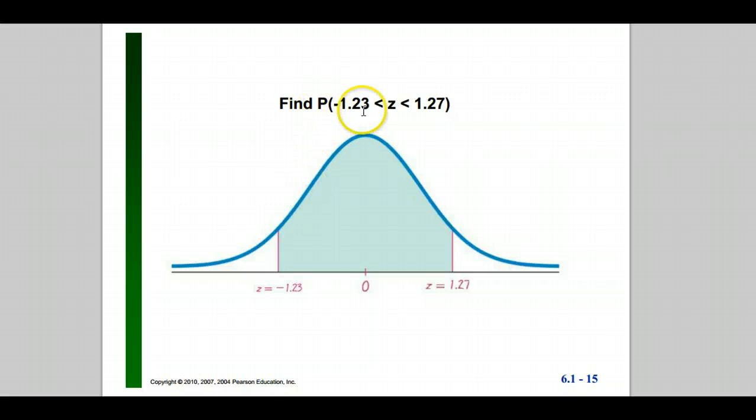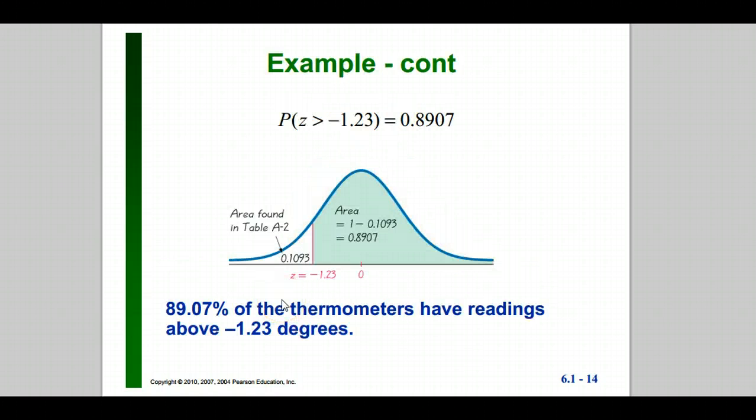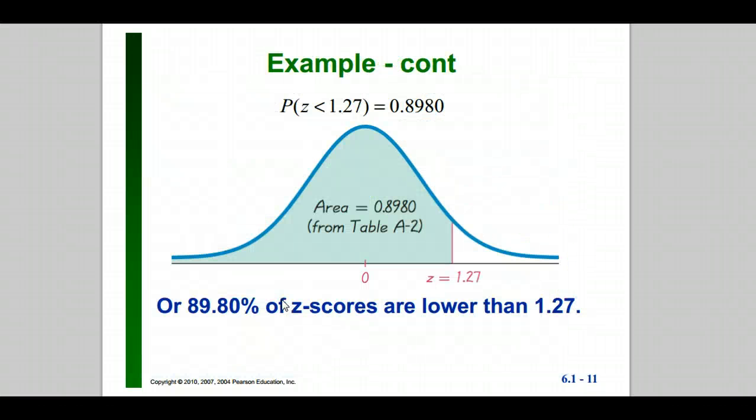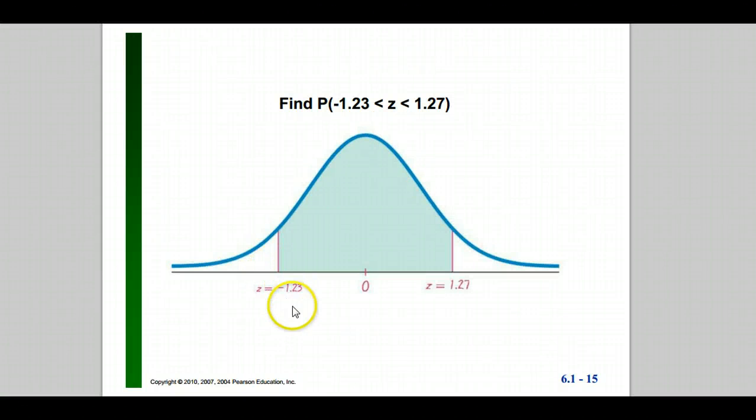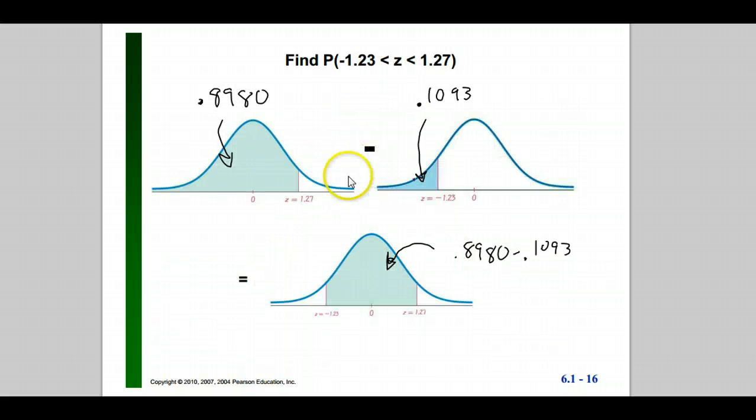Alright, now the toughest thing would be to find the area between two values. We've just seen these two numbers, used in the last two examples: the negative 1.23, and before that the 1.27. So we've seen the area to the left of these and to the right of this one. But when we're using the table, what we need to do is find the area to the left of the upper number and subtract the area to the left of the lower number. So this area we already found to be 0.8980 minus this area we found to be 0.1093, and then we subtract those.